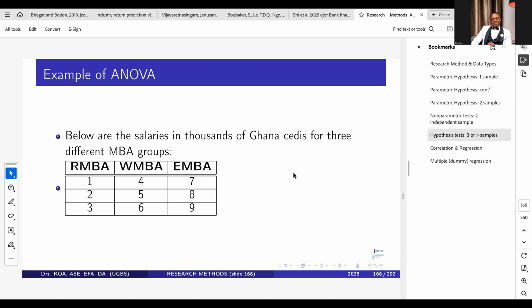I want you to write this table down and write the numbers also down. Below are the salaries, in thousands of Ghana cedis, for 3 MBA groups. You have the regular MBA, which is our MBA. They earn 1,000 cedis, 2,000 cedis, 3,000 cedis. Weekend MBA students earn 4,000, 5,000, 6,000, thereabout. EMBA earn 7, 8, 9,000, thereabout. This is just hypothetical.